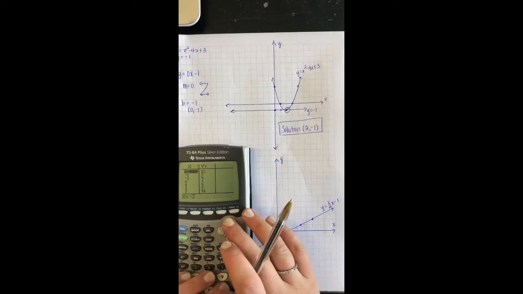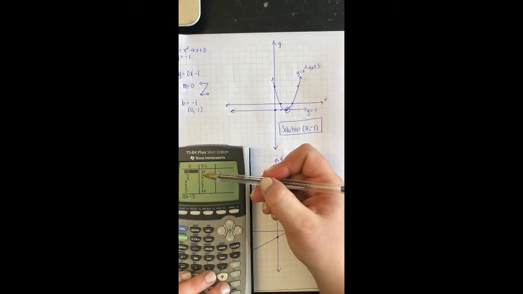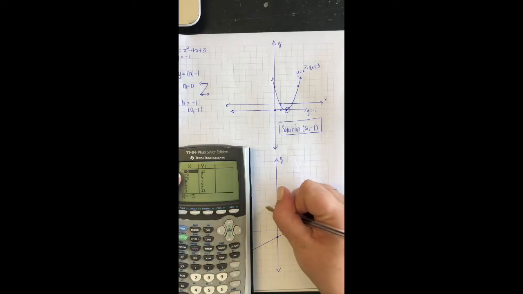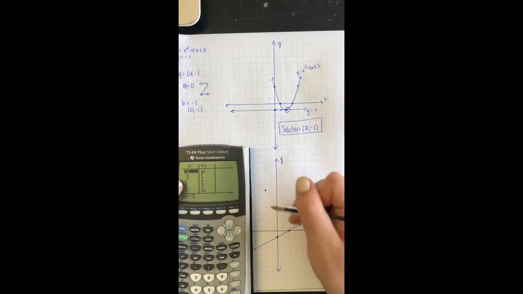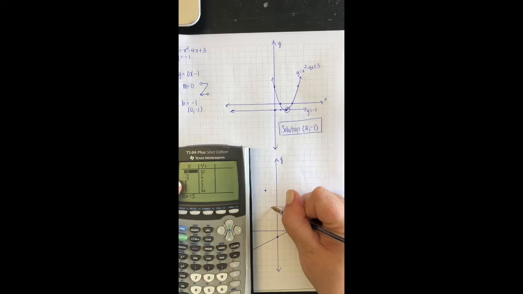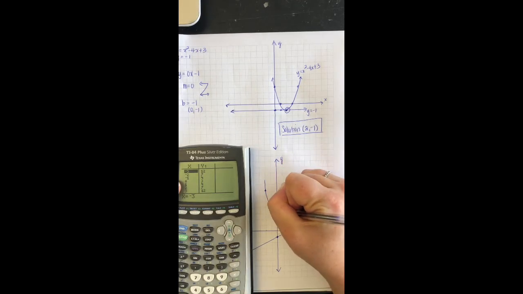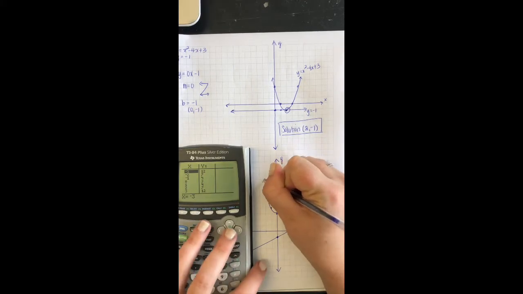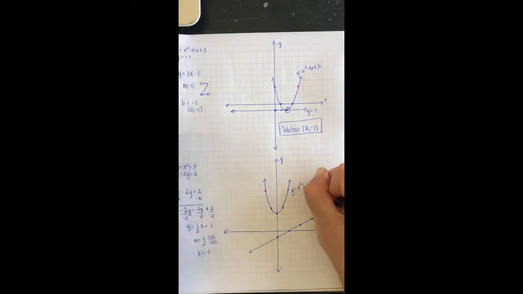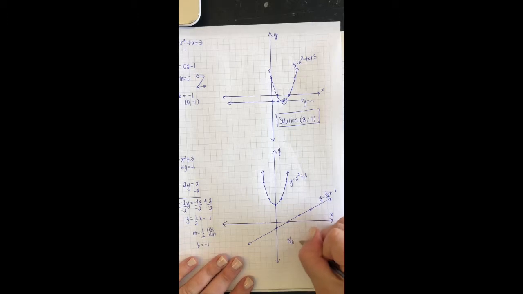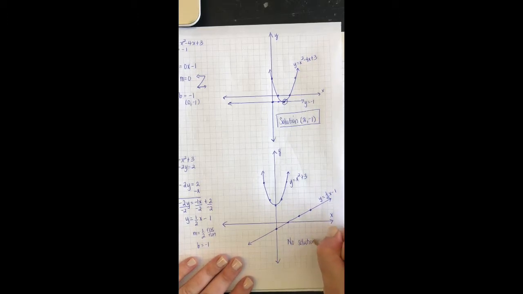So again, you're looking for where the values repeat. So I see right here, I'm at negative 2 comma 7, so it's 4, 5, 6, 7, negative 1 comma 4, 0 comma 3, 1 comma 4, 2 comma 7. You'll notice in this case, my parabola and my line are not intersecting at all. Because there are no intersections, this would be a situation where we would say there is no solution.